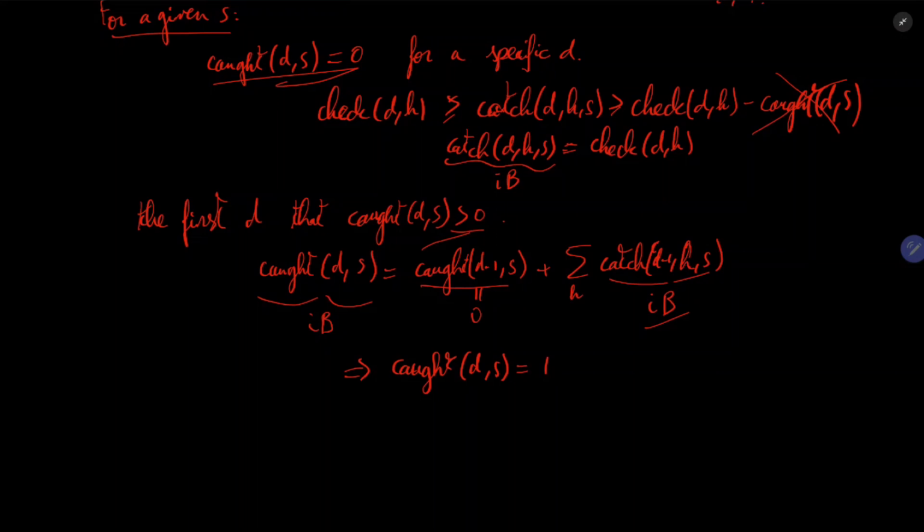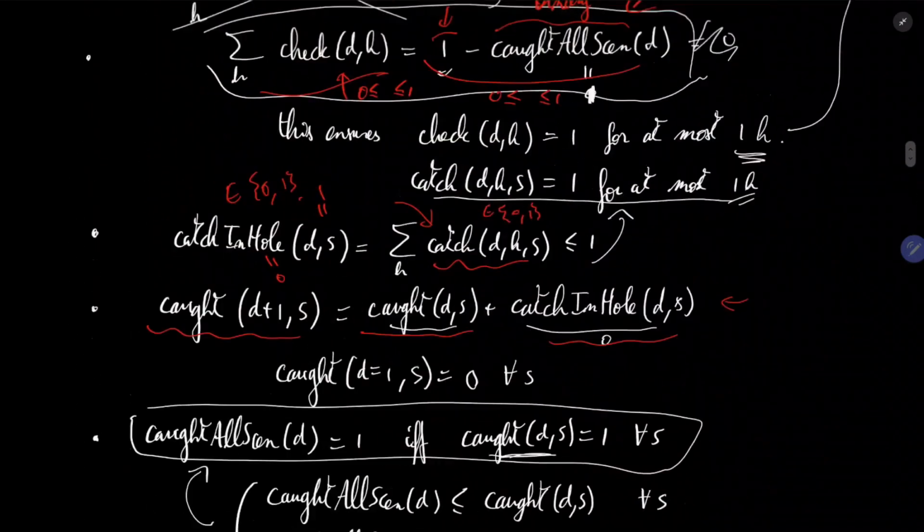And we have seen that because of this equation above, once we have a cut DS that is equal to 1, in all the consecutive days the cut DS will also be equal to 1. So we will have cut D prime S equal to 1 for all D prime that are greater than or equal to D.